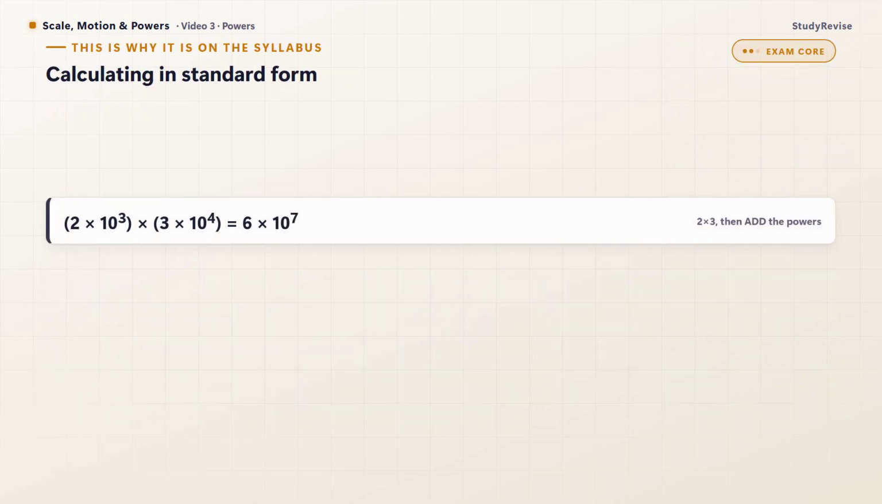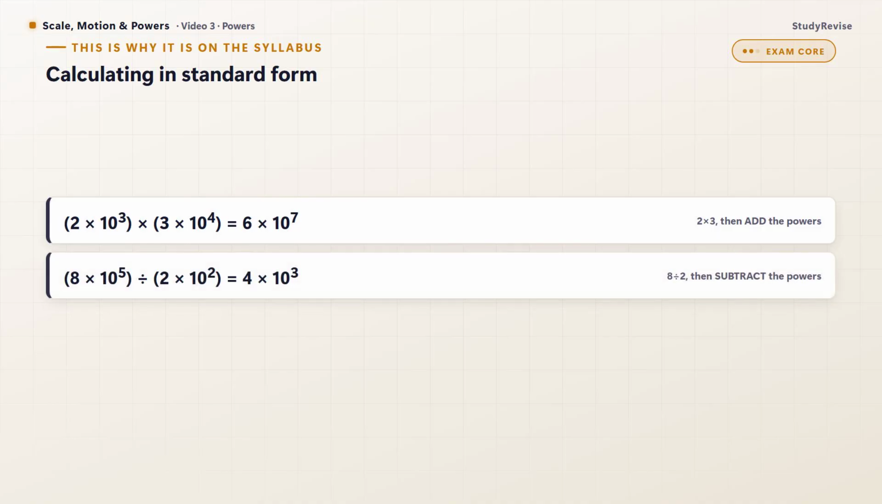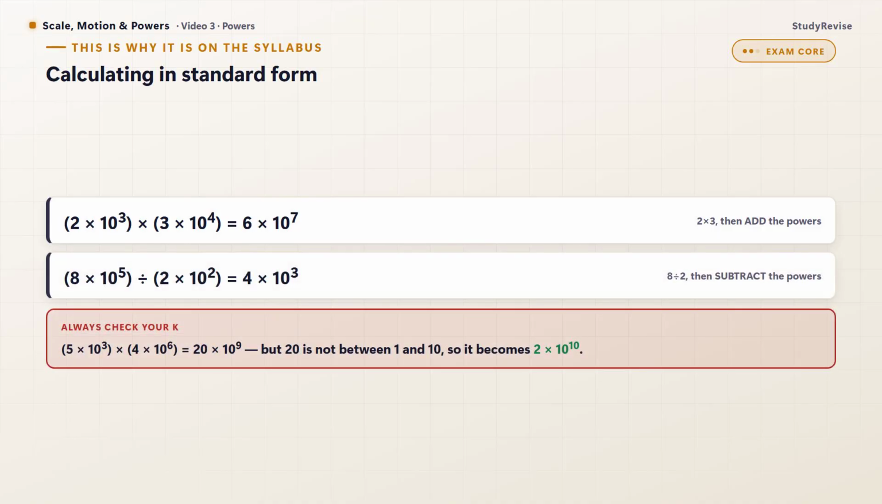But the reason standard form is really on your syllabus is not writing numbers, it is calculating with them. Multiply 2 times 10 cubed by 3 times 10 to the 4th. Split it up. 2 times 3 is 6. 10 cubed times 10 to the 4th. Same base, so add the powers. Is 10 to the 7th. 6 times 10 to the 7th.